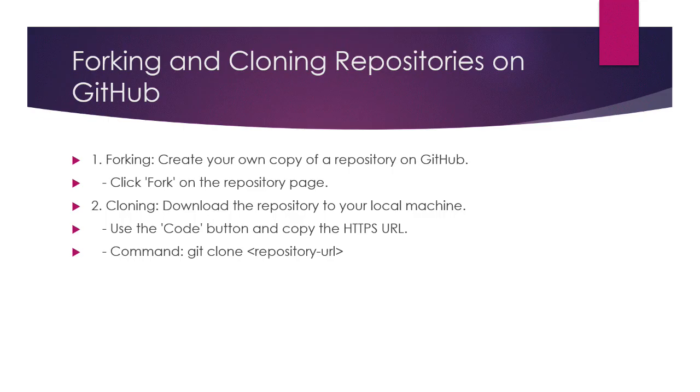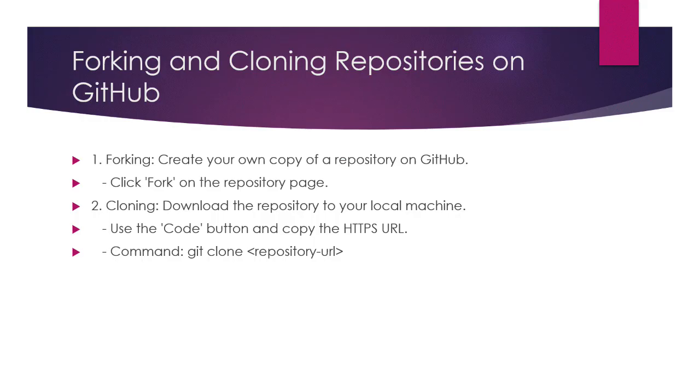Forking and cloning. First up, let's talk about forking and cloning. Forking a repository is like creating your own copy of someone else's project on GitHub. This allows you to make changes without affecting the original project. Let me show you how it's done. 1. Navigate to a GitHub repository. 2. Click the Fork button at the top right corner. 3. You'll see the newly forked repository under your account.